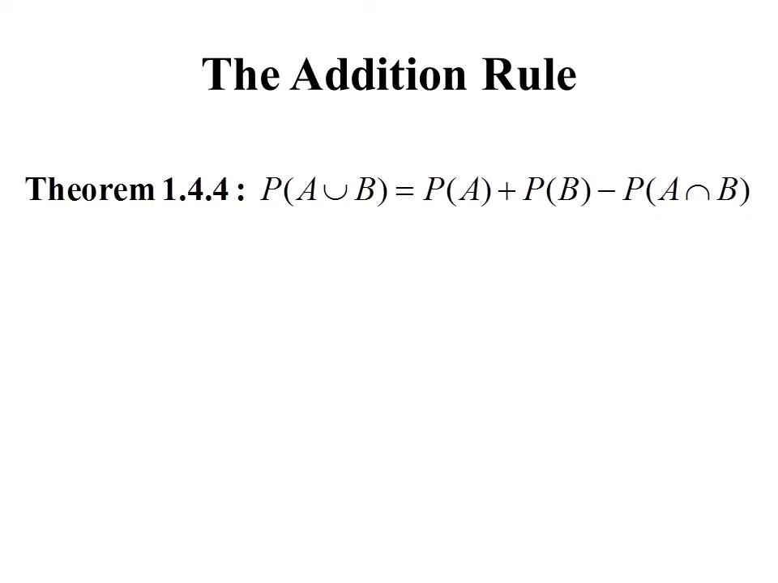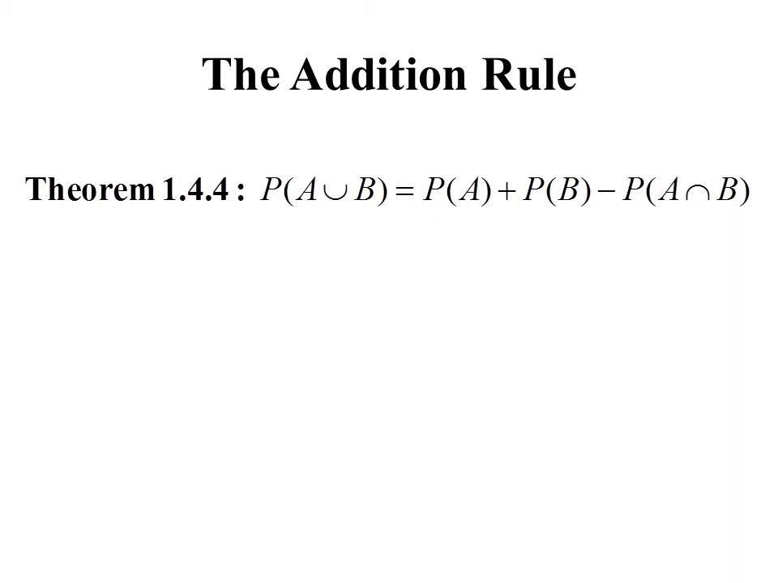Now next we're going to state a rule that we can prove using the axioms, and it's done in the book, but we'll just state the result here. This is what we call the addition rule. The addition rule is kind of an extension or a generalization of axiom 3. Axiom 3 applies only to disjoint events. This addition rule applies to non-disjoint events.